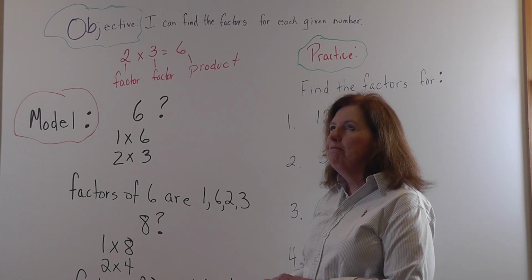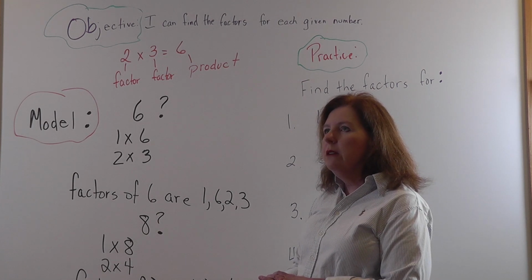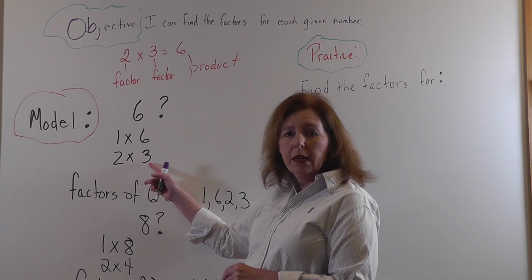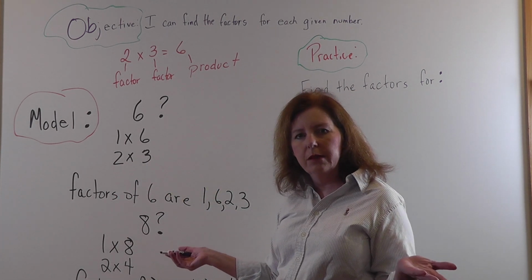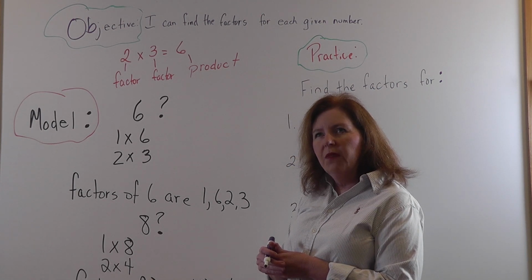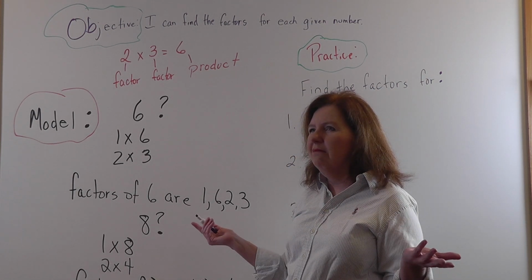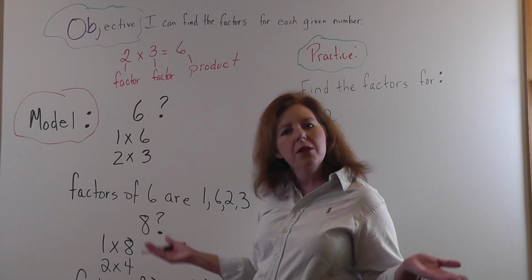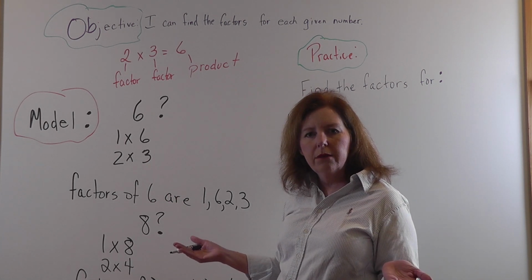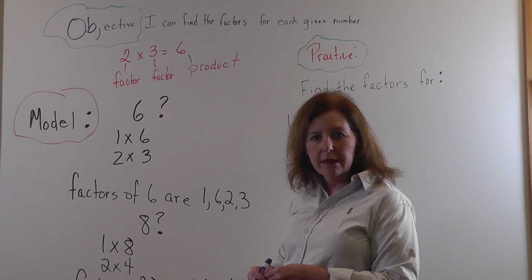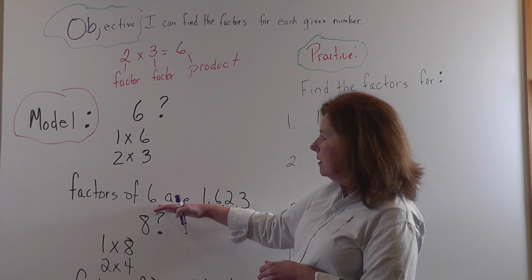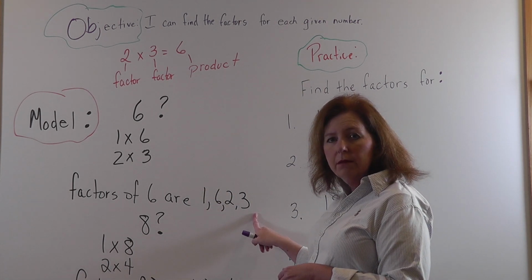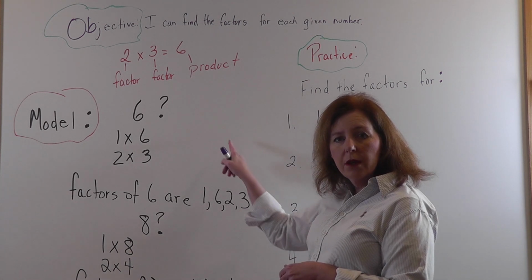So I go, well, I know that 3 times 2 is 6. So if I reverse 2 times 3, I get 3 times 2, but it's the same factors. 4 times... what gives me 6? Nothing. So there are no other numbers I can think of that can be factors of 6. So my factors of 6 are 1, 6, 2, and 3. Those are all my factors for the number 6.